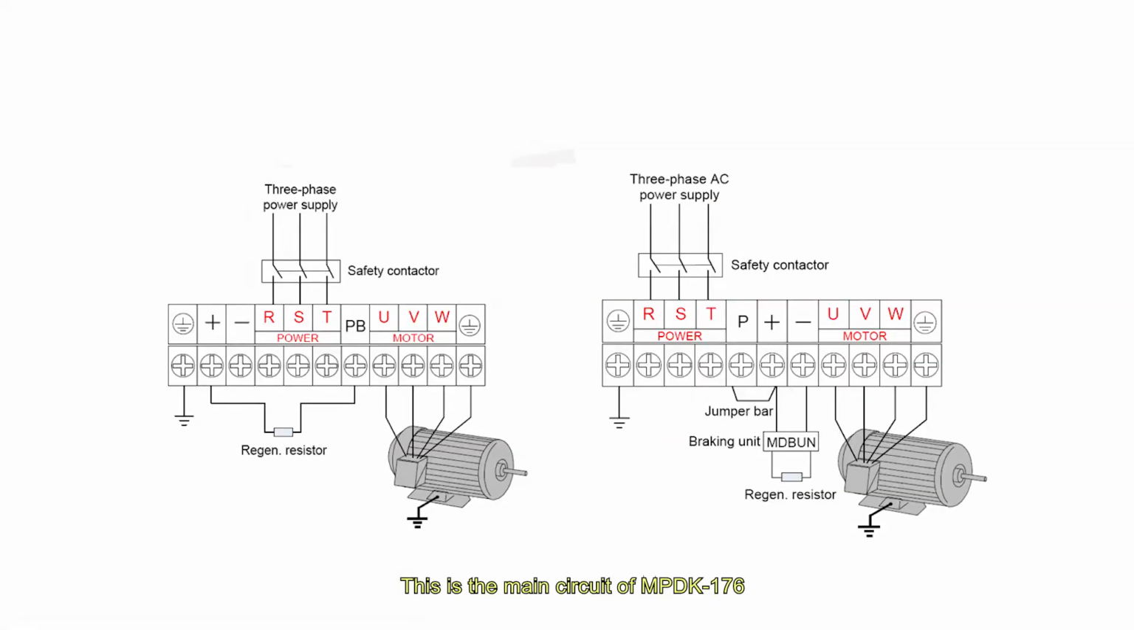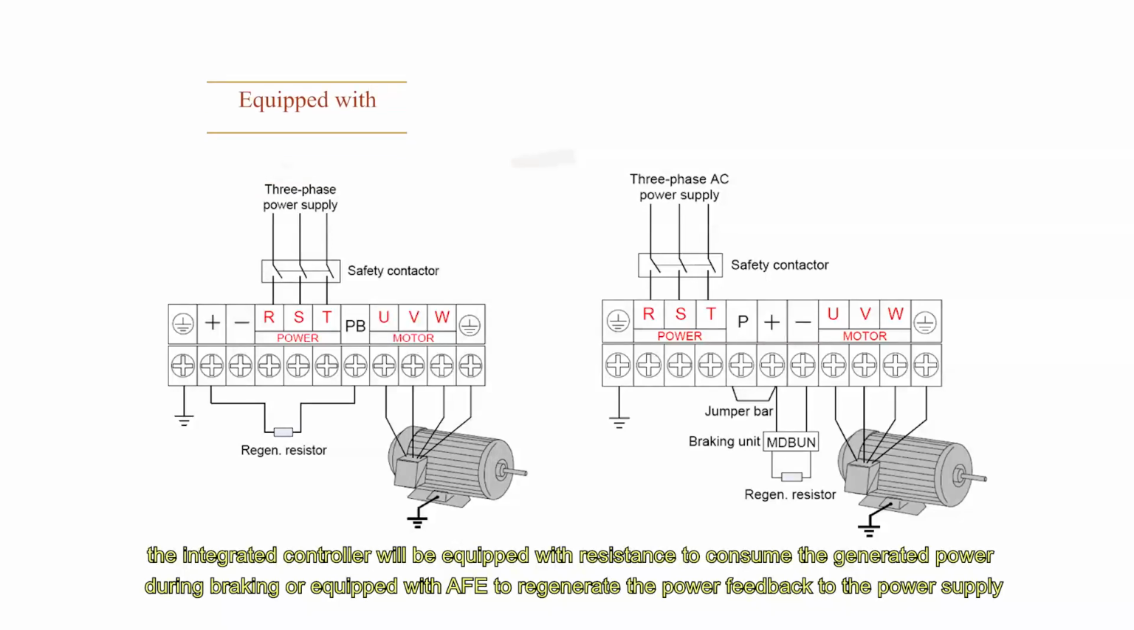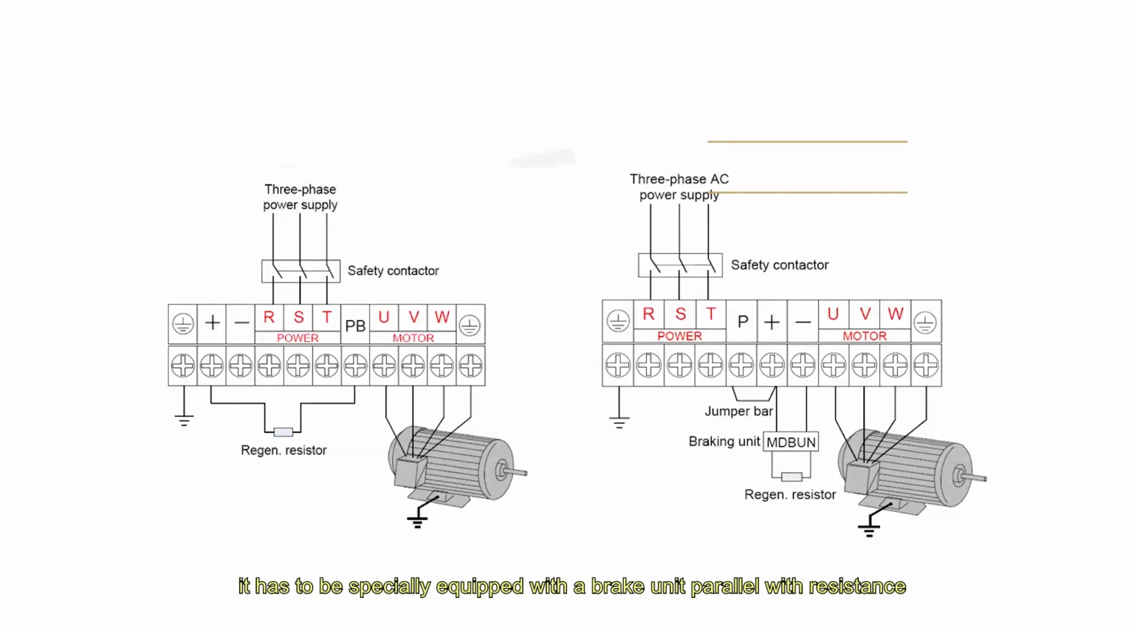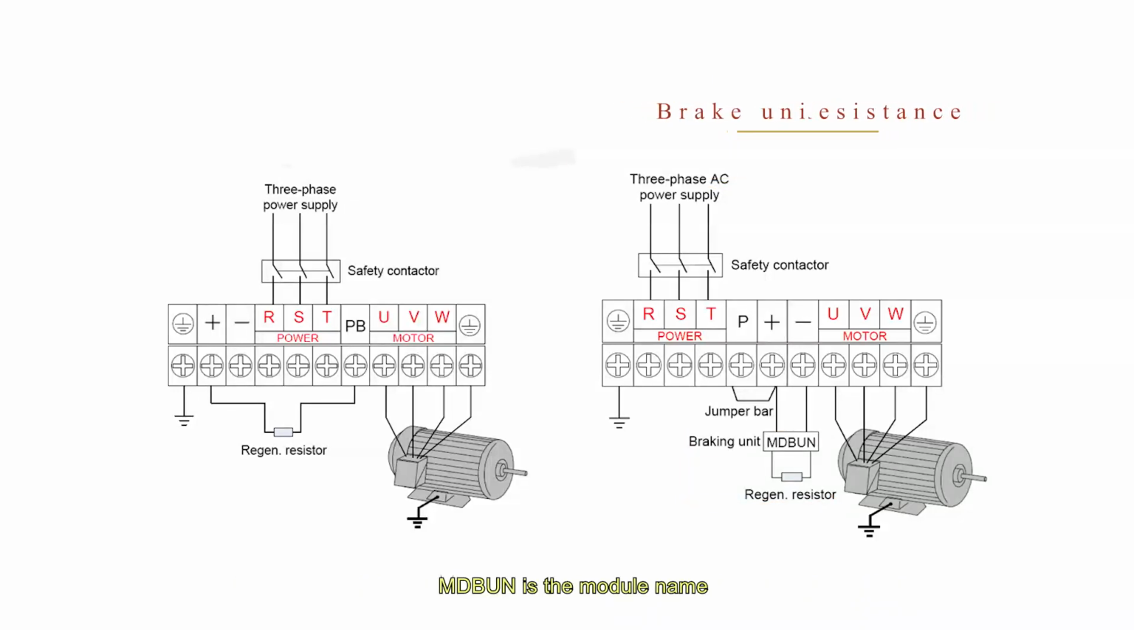This is the main circuit of MPDK 176. RST is the input power, UVW is output power to the motor. If rated power is 3.7 kilowatts to 30 kilowatts, the integrated controller will be equipped with resistance to consume the generated power during braking, or equipped with AFE to regenerate the power feedback to the power supply. If rated power is more than 30 kilowatts, it has to be specially equipped with a brake unit parallel with resistance. MDBUAir is the module name.